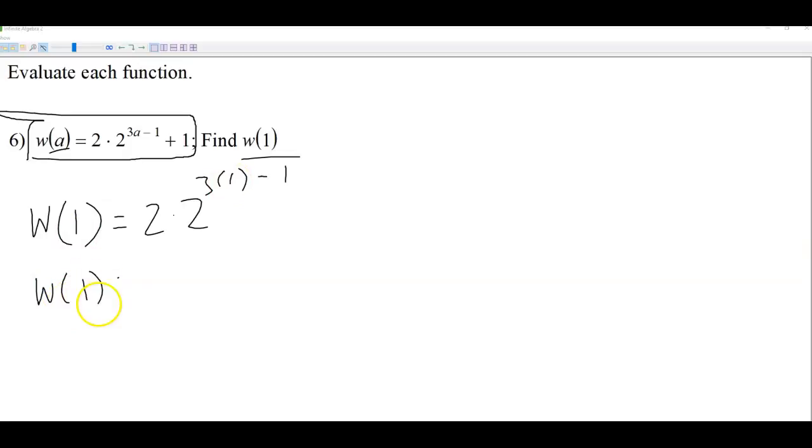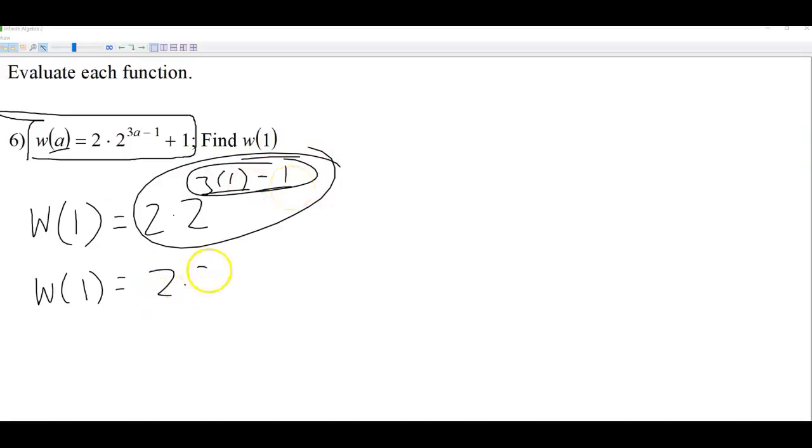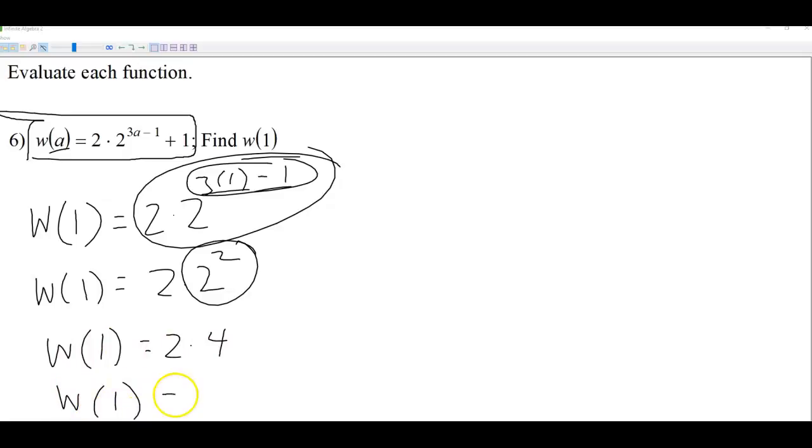The left side just stays just like that. You don't do anything with the w of 1. But for this side, we're going to have to simplify it. So starting in our exponent here, we have 3 times 1, which is 3, take away 1, which is 2. So I have 2 times 2 to the second power. Order of operations is you do exponents first. So that's going to be 2 times 4. And then you can do multiplication at the end, which is 8. So basically just plug in the number that they give you and then follow your order of operations until you get to your final answer.